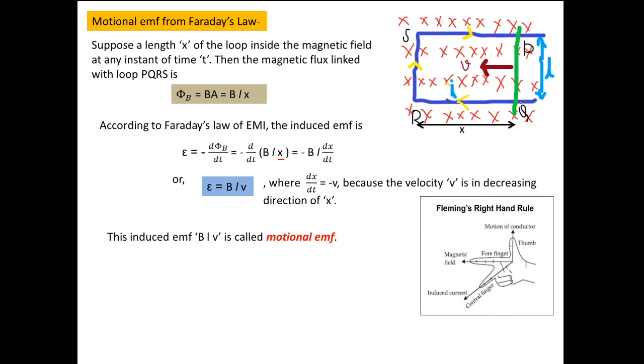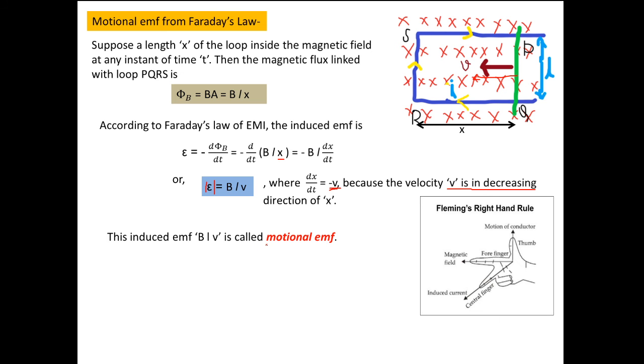Since x is decreasing when this rod will move towards this field, then dx by dt will also be negative. And what is dx by dt? That is velocity. So here we are taking minus v. So minus v represents decrease in x. So we can write the magnitude E equal to BLv. It is the magnitude of the induced EMF.